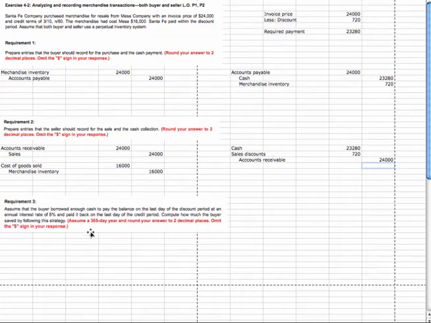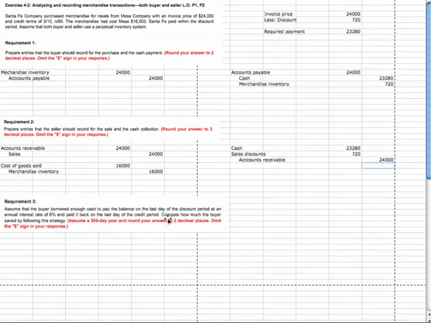Now the last requirement here says assume the buyer borrowed enough cash to pay the balance on the last day of the discount period. In other words, Santa Fe wants to take this 3% discount. So on the 10th day, they go and borrow the money from whatever their source is, a bank, a finance company, or even an investor. They promise to pay 8% interest. Now notice this is an annual interest rate, not the interest for the period of time. They're going to pay it back on the last day of the credit period. In other words, they're going to pay it back after the 60th day.